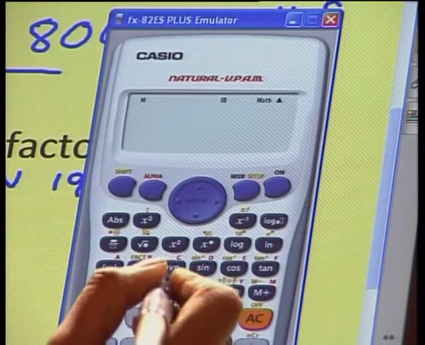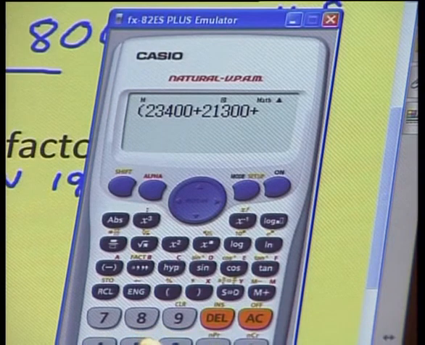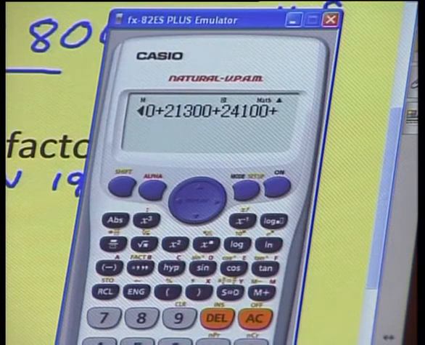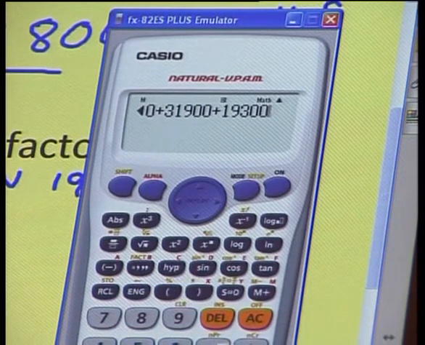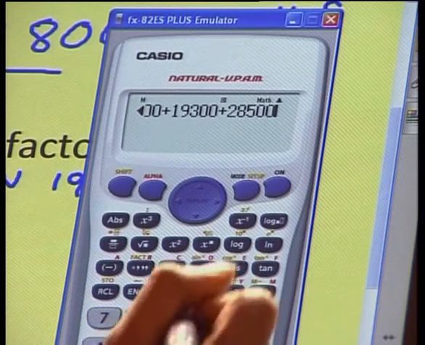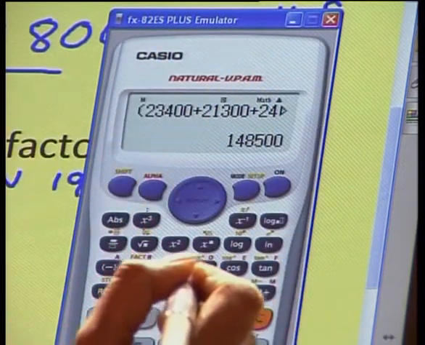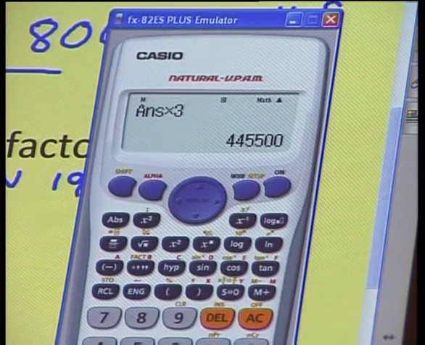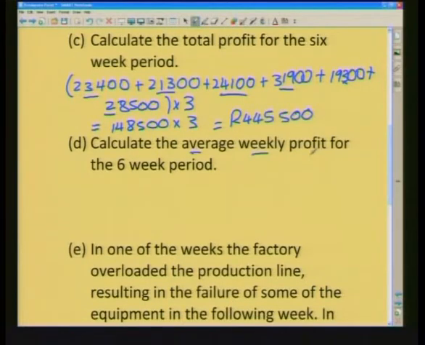So we've got, in brackets, 23,400 plus 21,300 plus 24,100, 31,900 plus 19,300, plus 28,500. That gives us an answer of 148,500 utensils. We then times that by 3 rand. And that gives us an answer of 445,500 rand. So they make a profit over the 6-week period of 445,500 rand. Part D would like us to calculate the average weekly profit for the 6-week period.